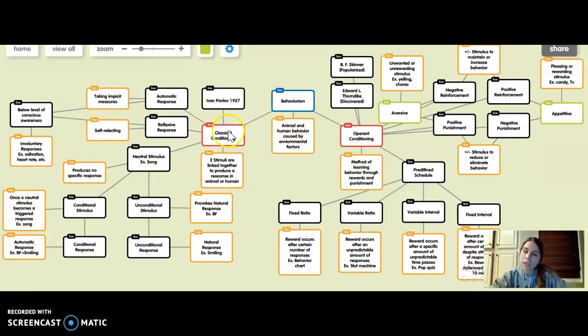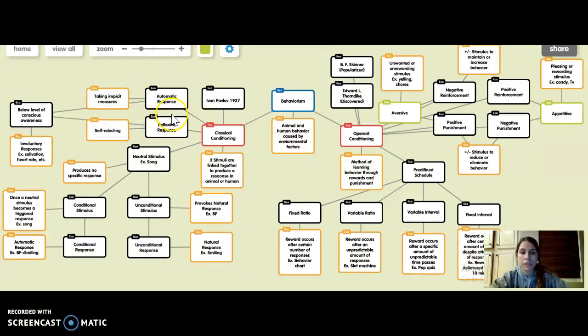Classical conditioning was founded by Ivan Pavlov in 1927, and he's also the one that did the experiment on the dog and the salivation. So from classical conditioning, there are two types of responses. There's an automatic response and a reflexive response. An automatic response is when someone is taking implicit measures, such as reacting without taking the time to think, kind of impulsively. On the other hand, we have a reflexive response, which is taking the time to self-reflect before taking action.